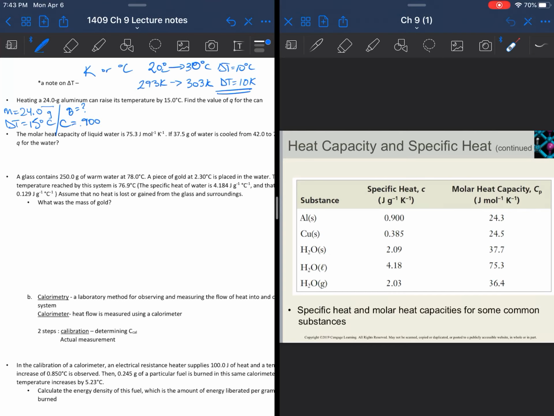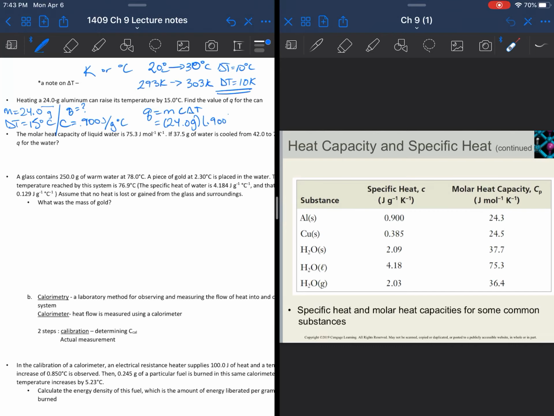The reason it's not given in the question is because it was on the previous slide. It would be given to you in the question. You do not need to memorize this number. C is 0.900 joules per gram Kelvin or gram degrees C. Right? It doesn't matter there.